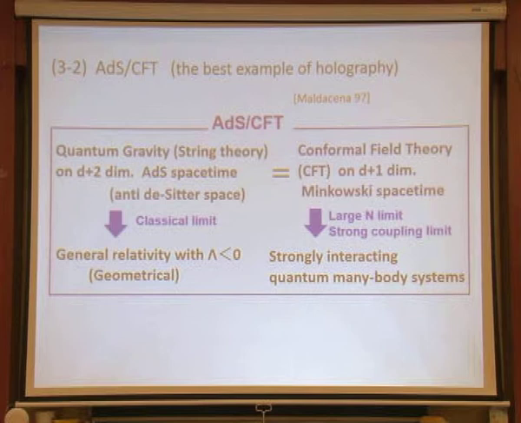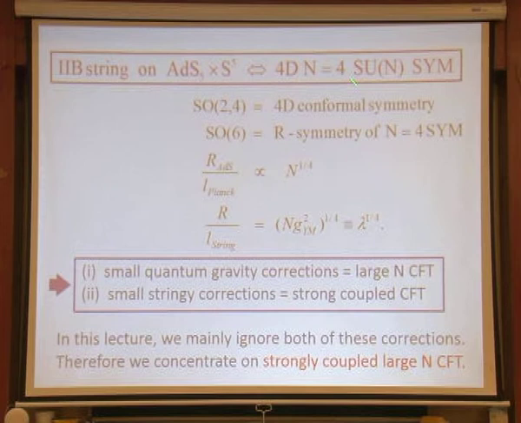The most famous example is type IIB string on AdS5 x S5, dual to N=4 super Yang-Mills, 4-dimensional N=4 super Yang-Mills. So there is 5-dimensional anti-de Sitter space, and there is a 4-dimensional boundary theory. The conformal symmetry, which is SO(2,4), agrees with the geometrical symmetry of this AdS5, the Killing symmetry of this anti-de Sitter space. And also S5 has SO(6) geometrical symmetry. This is the R symmetry of this N=4 super Yang-Mills theory.